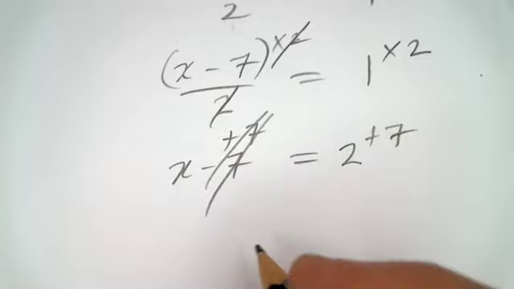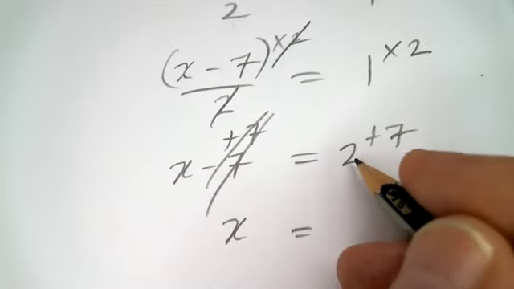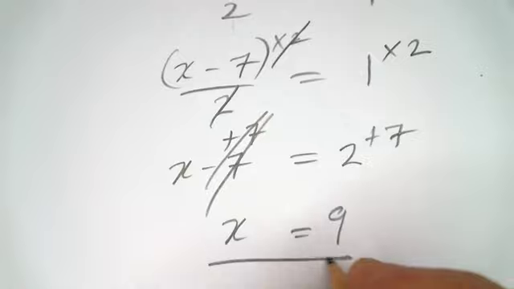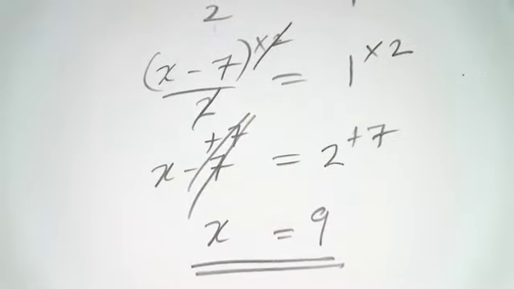So I'm left on the left-hand side with x, and on the right, 2 plus 7, and 2 plus 7 is 9. So x equals 9, and there is my solution.